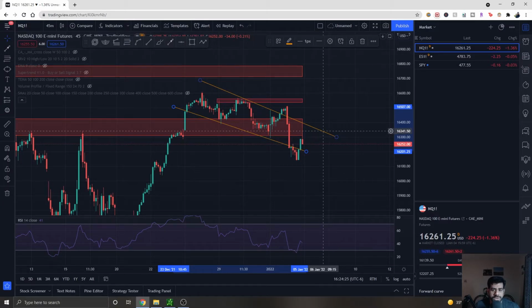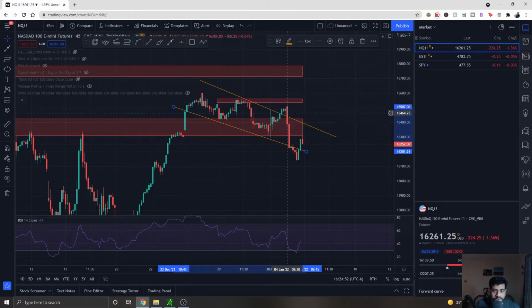Before jumping into the trade recap, let's take a look at what's happening in the market. As you can see here, this is Nasdaq, and we completely sold off from yesterday's rally. I don't know exactly why that happened. Maybe there is some catalyst behind it, but I'm not aware of that as of now.